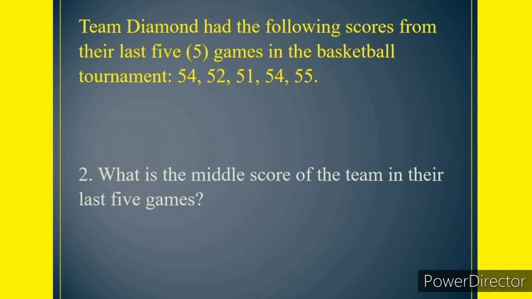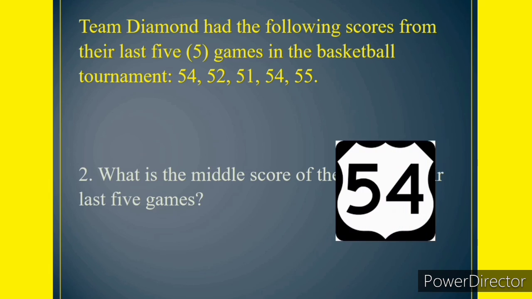What is the middle score of the team in their last 5 games? Answer is 54. Arranging from lowest to highest, we have 51, 52, 54, 54, and 55. Since the elements are odd, the middle score is 54. So 54 is the median or the middle score.